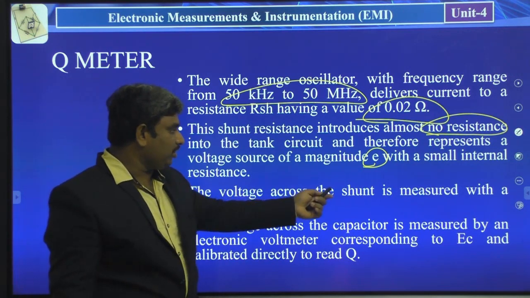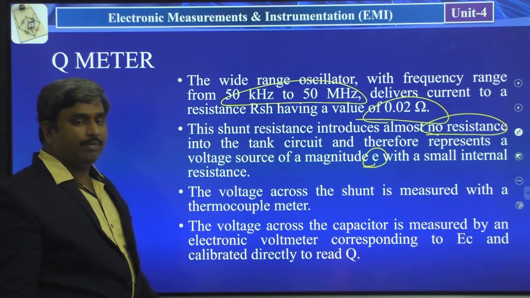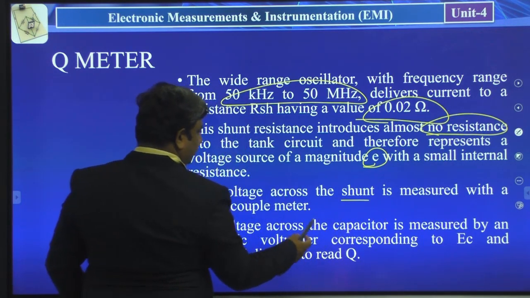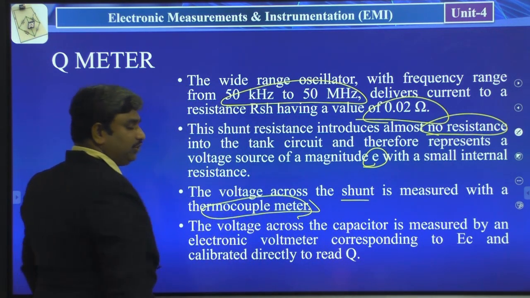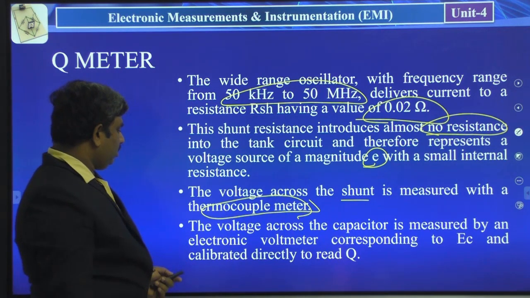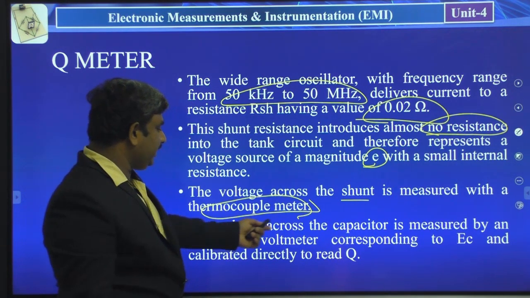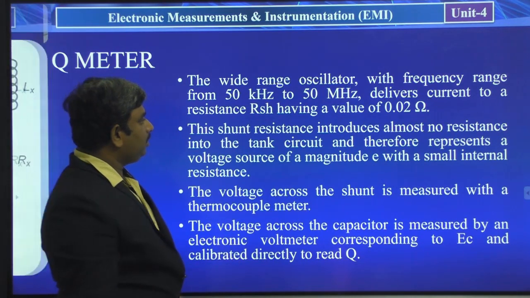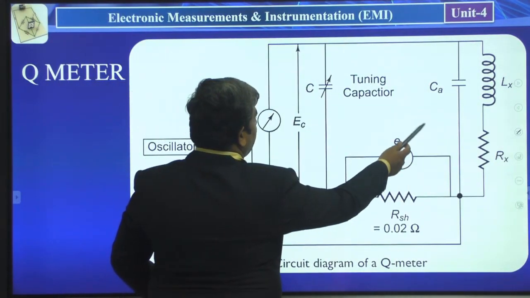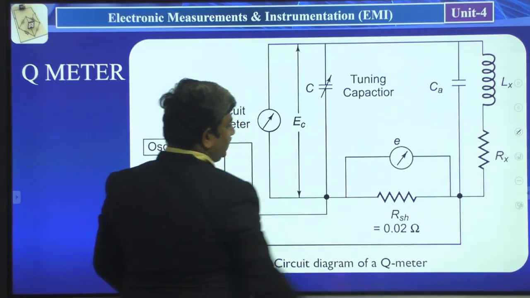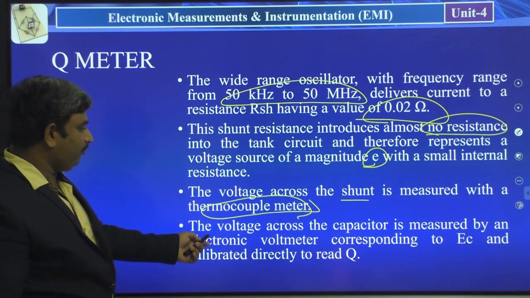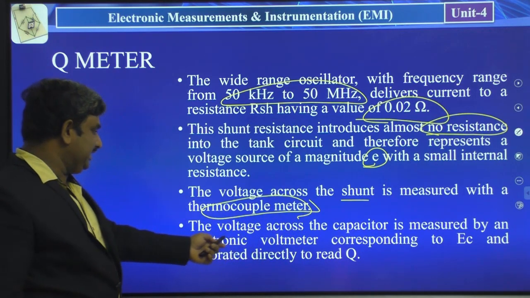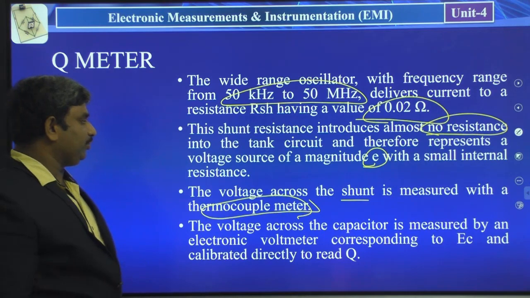The voltage across the shunt is measured with a thermocouple meter. So whatever the voltage across the shunt, we are measuring with a thermocouple type voltage meter. The voltage across the capacitor is measured by an electronic voltmeter. So the voltage across this capacitor we are measuring with the help of this electronic voltmeter, that is EC, and calibrated directly to read the Q.